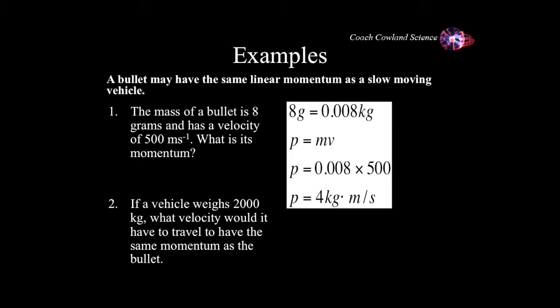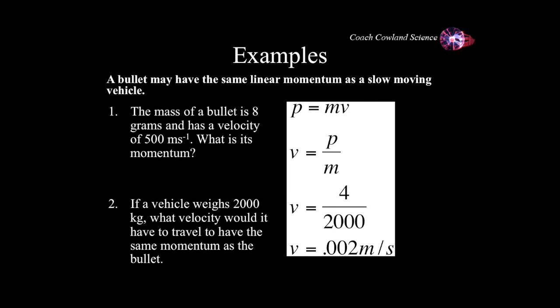First of all, let's look at the bullet. 8 grams, when we convert that to SI units, remember we always use SI units when dealing with this kind of thing, we get a mass of 0.008 kilograms. We know that p is equal to mv, so we multiply that by 500. That gives us a momentum p of 4 kilogram meters per second. It's not a very high value.